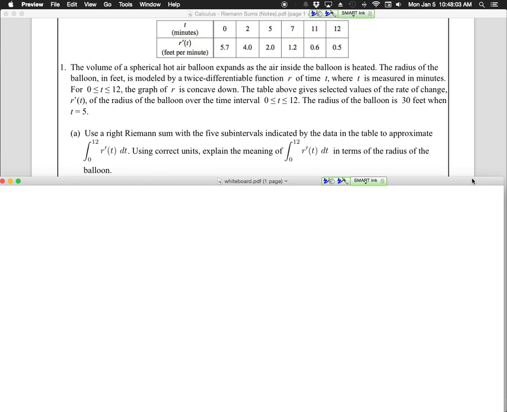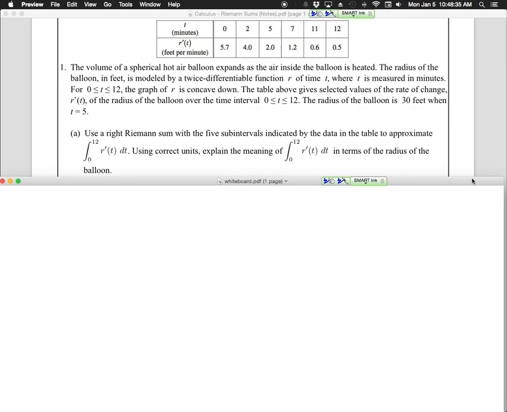So what does that tell me? If r is concave down, what else does that tell me? r prime is decreasing. We're dealing with r. Okay. So if r is concave down, r prime of t is decreasing, and r double prime is negative. Okay.